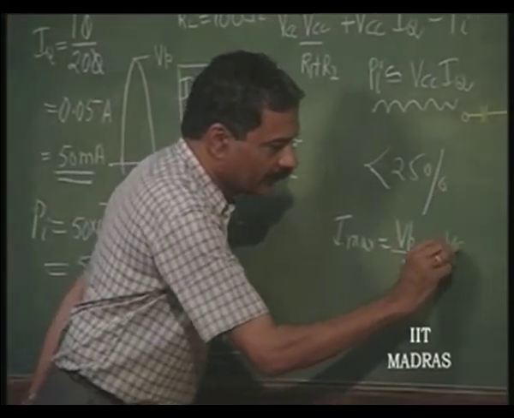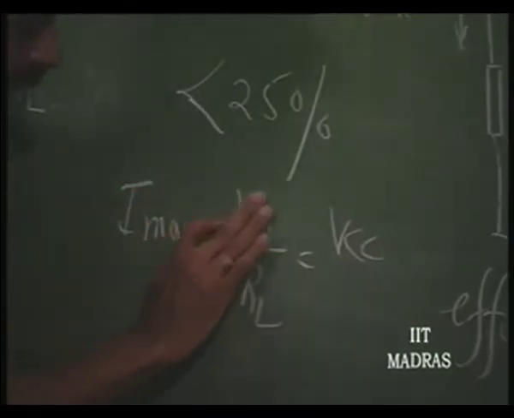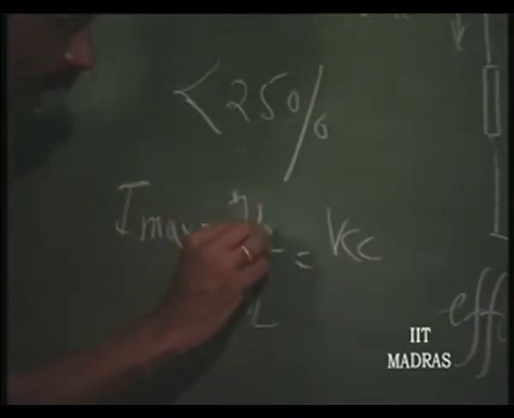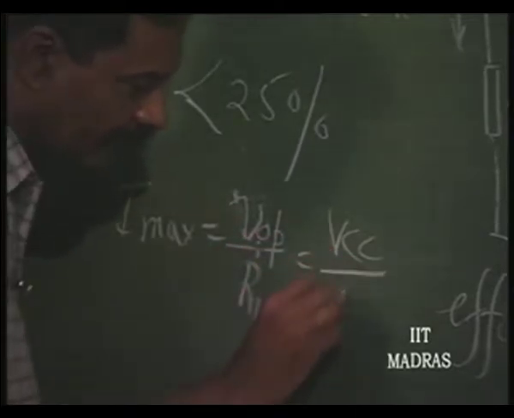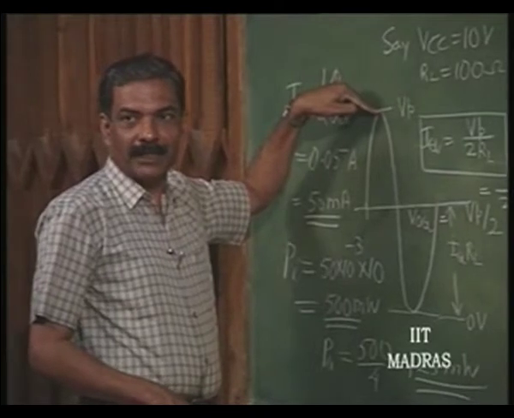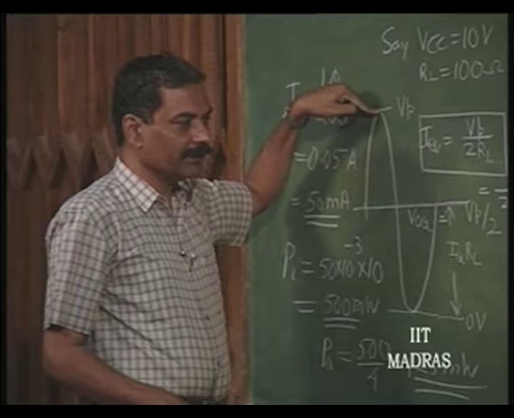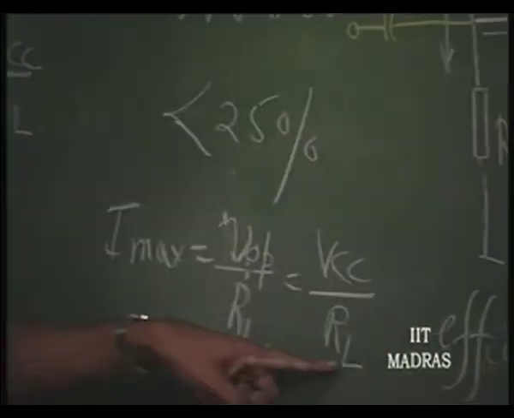Which is V c c. In fact, it is the instantaneous value of V naught peak, so that is V c c itself. So, V c c divided by R L. This is the point at which the maximum load current is going to flow. So, the instantaneous value of voltage is V c c, and that divided by R L is the maximum current.